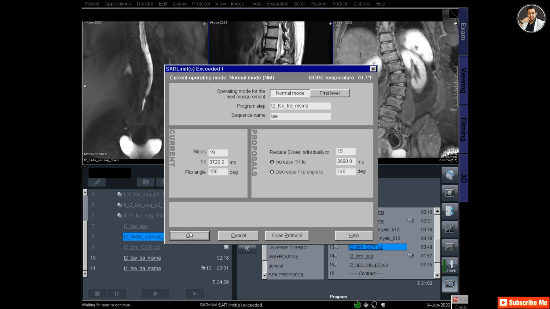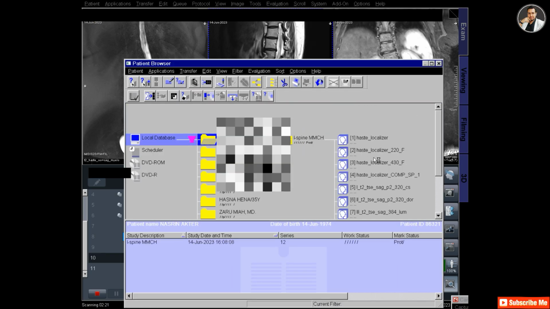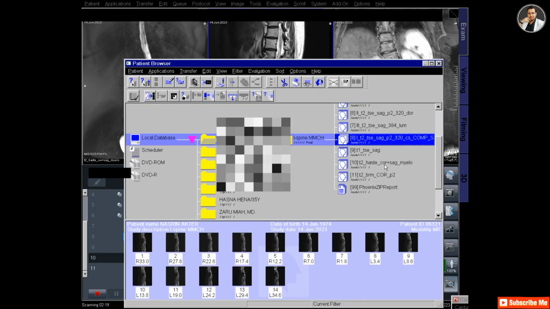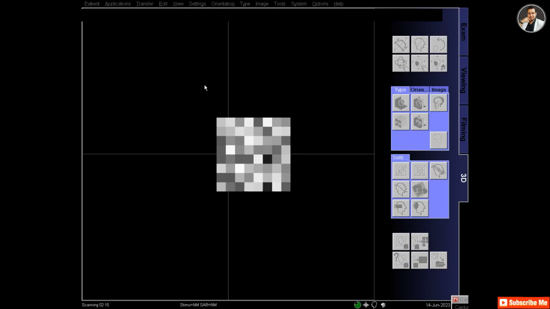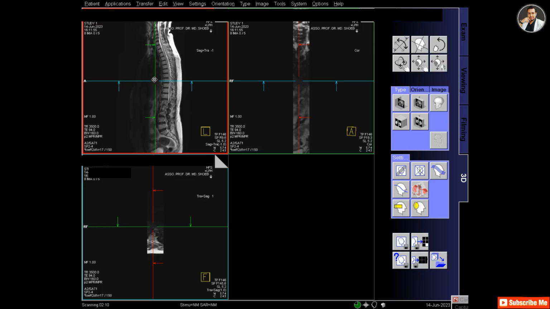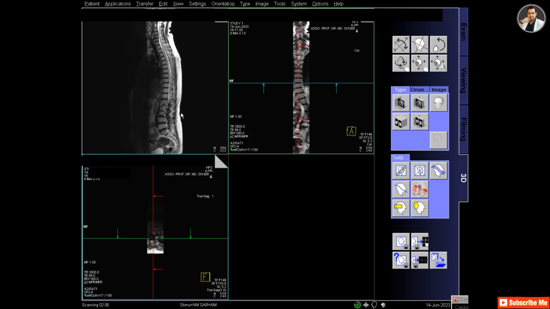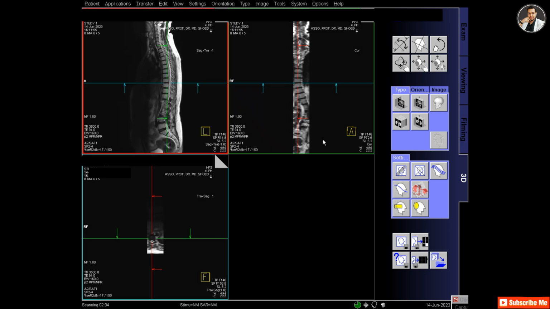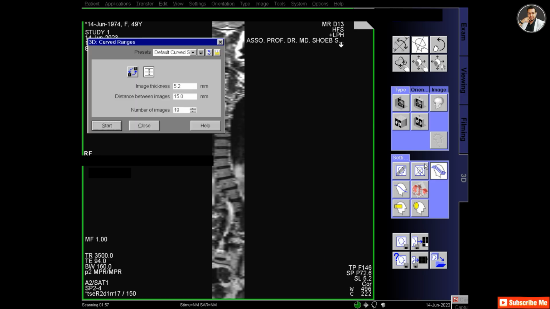If SAR limits are exceeded, I always increase TR and then click OK. I want to keep it in normal mode. So my whole spine has been composed. Let's see how it appeared. I have to take this whole spine to 3D to make it a straight one. I need to see the whole spinal cord in one image, so I have to curve plan this 3D image.